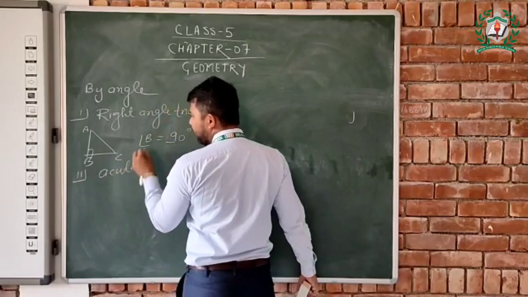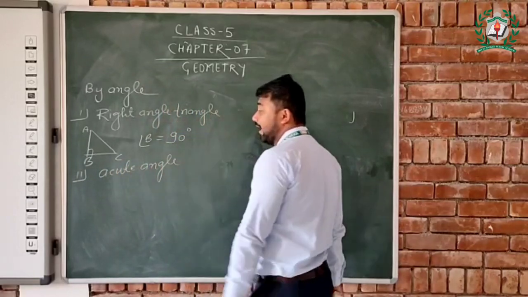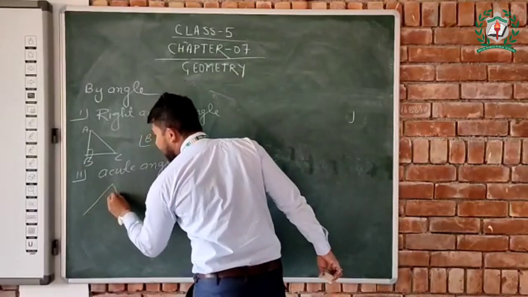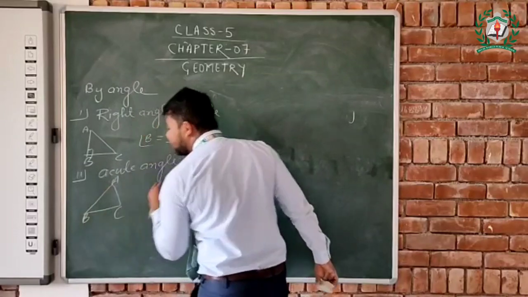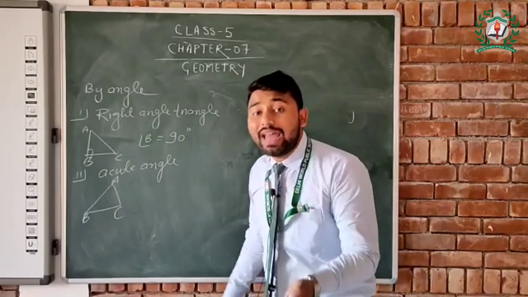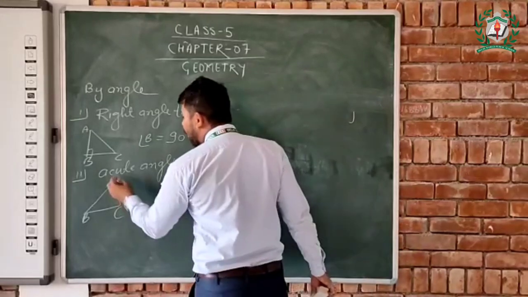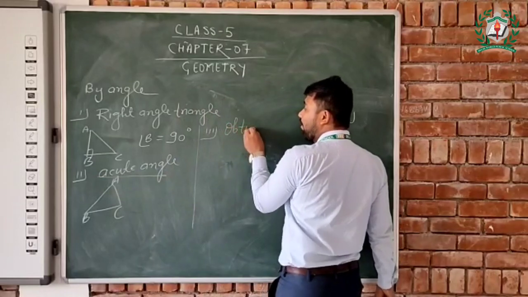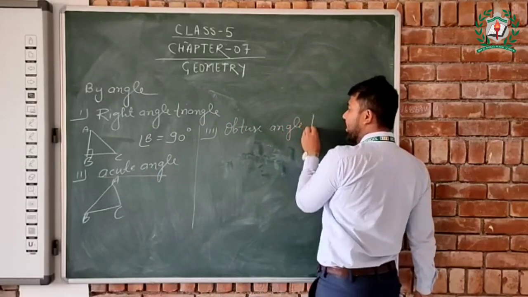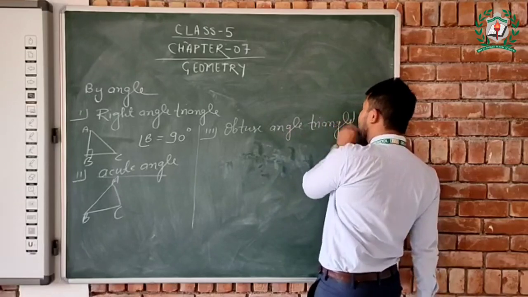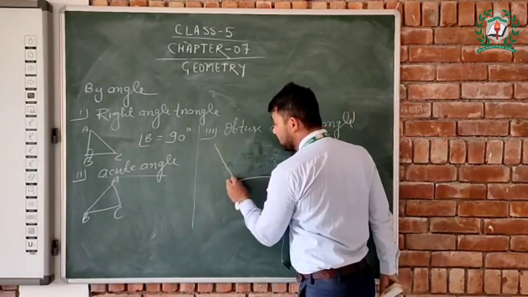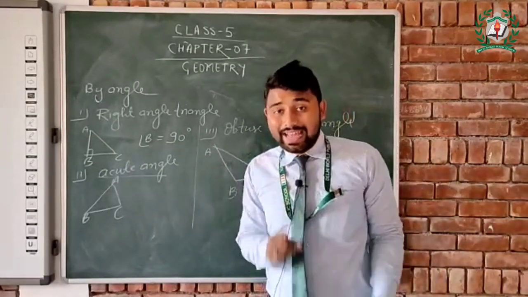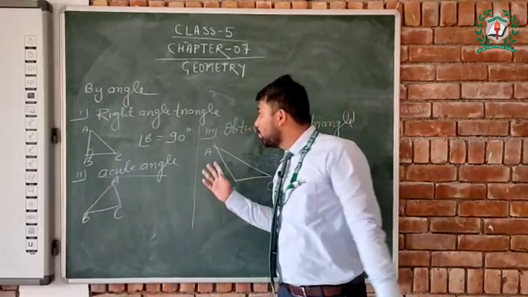The next one is the acute angle triangle: a triangle which has all angles less than 90 degrees. And the third one is the obtuse angle triangle: a triangle which has one angle greater than 90 degrees.